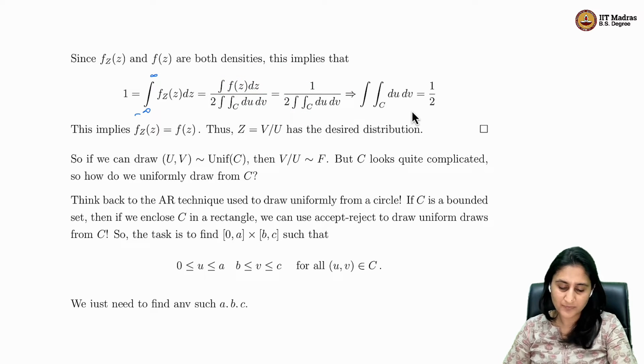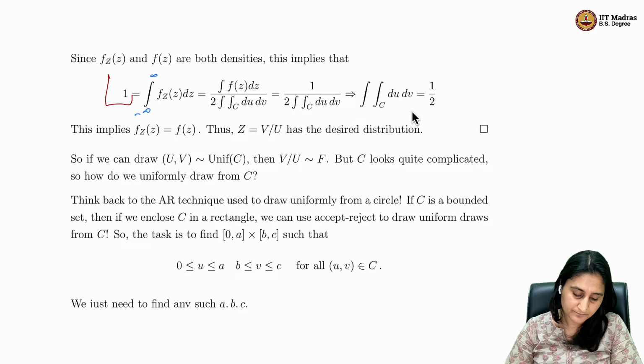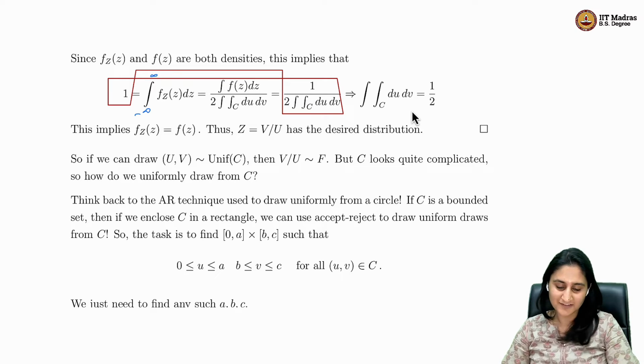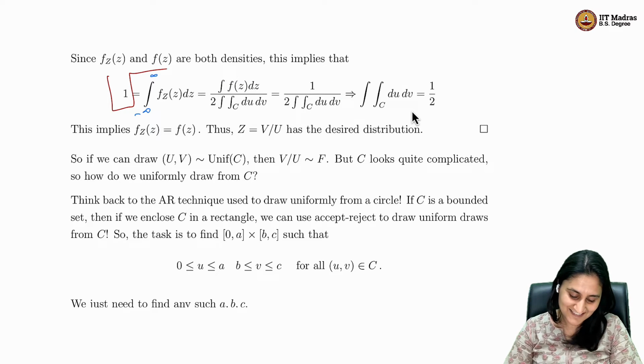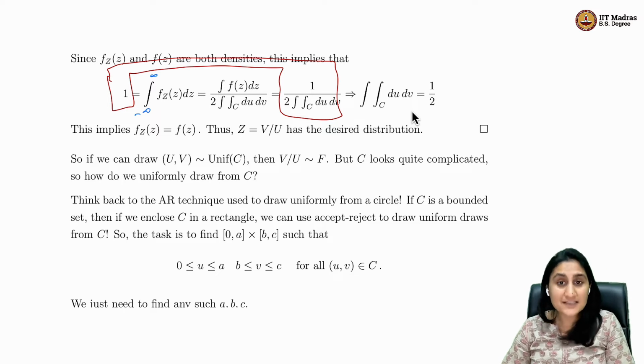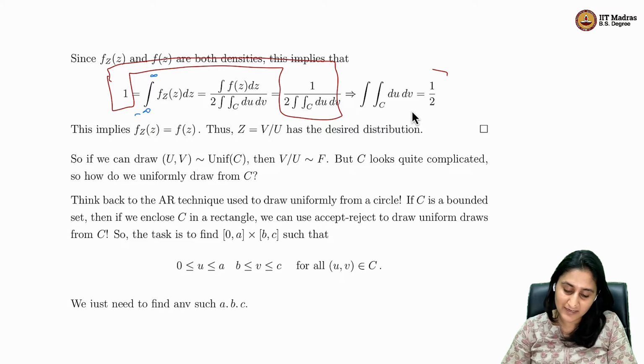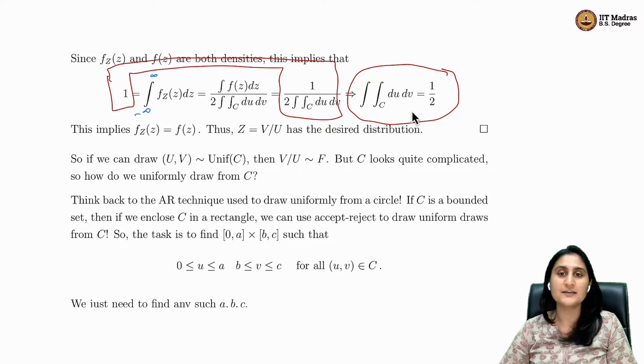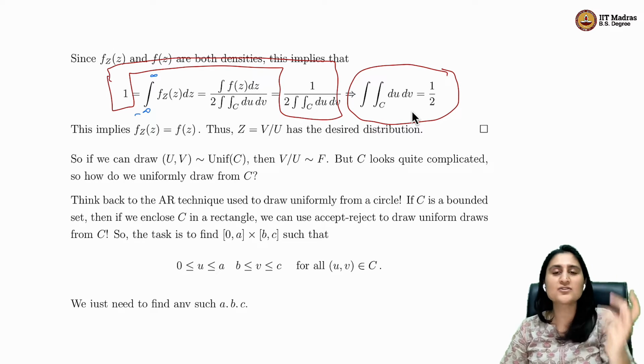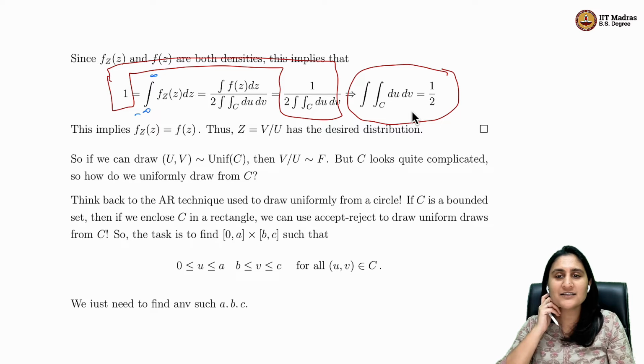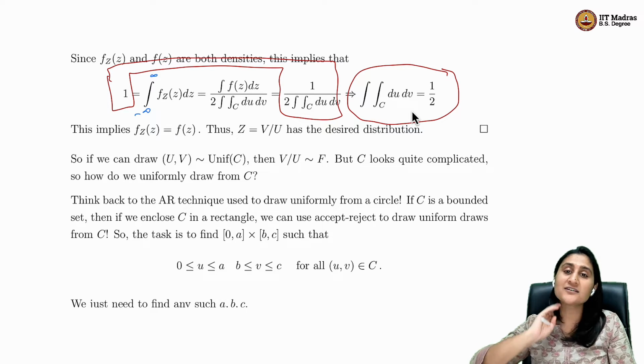Now what I will do is I will take this and this. Okay? I will take this and I will take this. And I will see that when I equate them, I get that the integral of the set C, as in the area of the set C, is half. That is really interesting because this set C depends on my density, but it depends on my density in such a way that the integral is actually turning out to be just half.